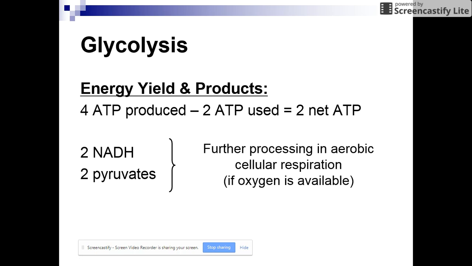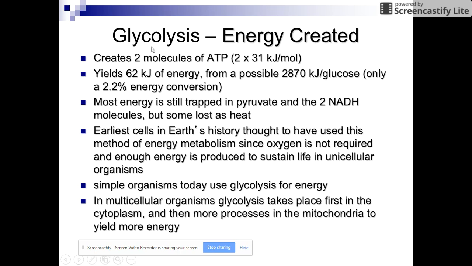So that's glycolysis. A little bit more about the energy that's created. These 2 molecules of ATP, if you want to quantify how much energy they possess, is 31 kilojoules per mole. That gives you 62 kilojoules of energy from a possible 2870 kilojoules that are in a glucose molecule. So you're not really getting much energy out of the glucose molecule by doing glycolysis, only about 2.2%.